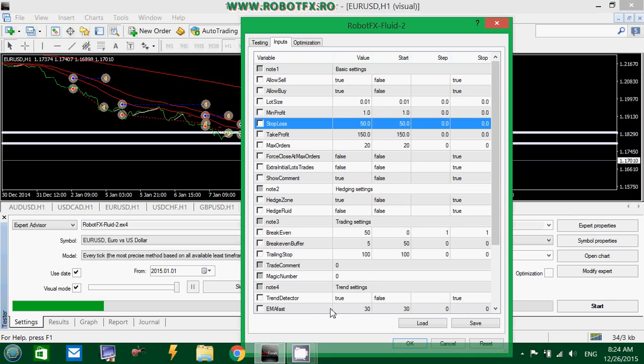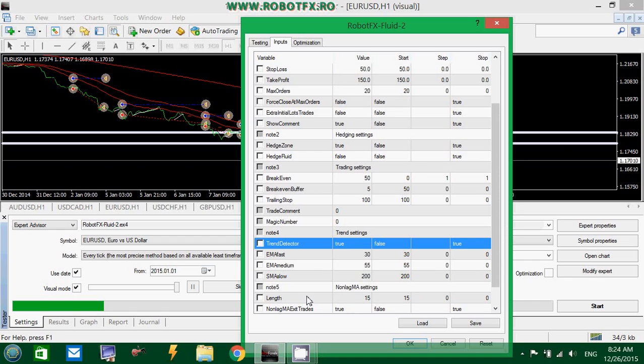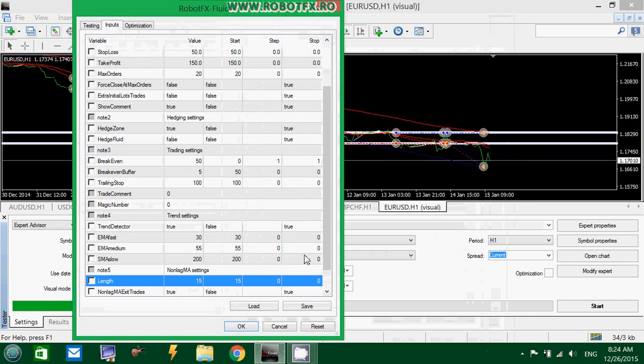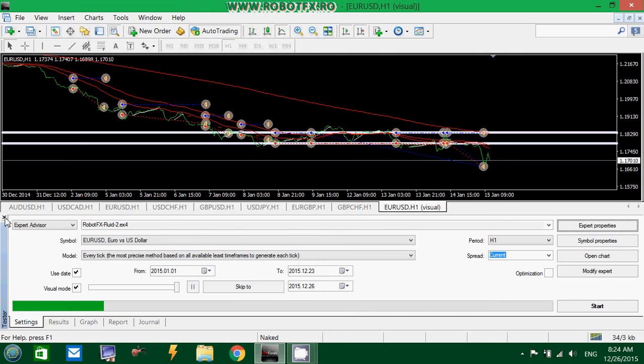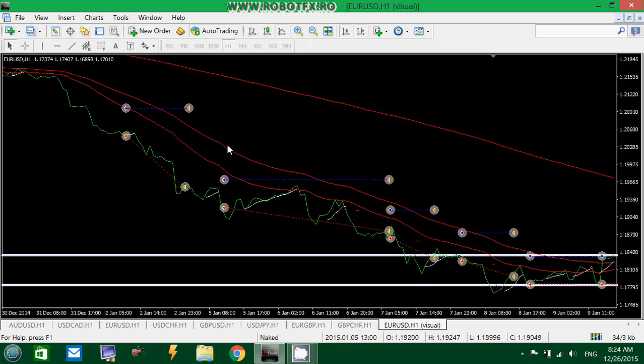Default settings, we will use the trend, leave it to true, and the non-lag moving average signal 15. Let's get to business. First of all, I already did this on a history chart. By the way, now it's Saturday, I cannot show you on the real trading, unfortunately, but I will try to make it so you will understand.